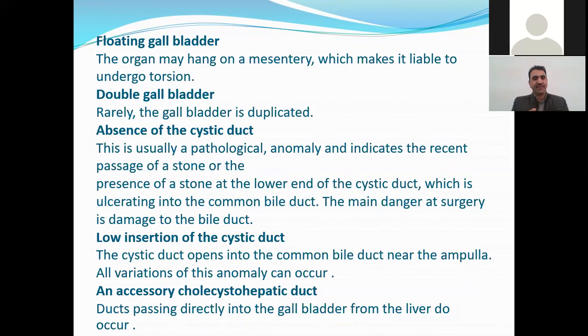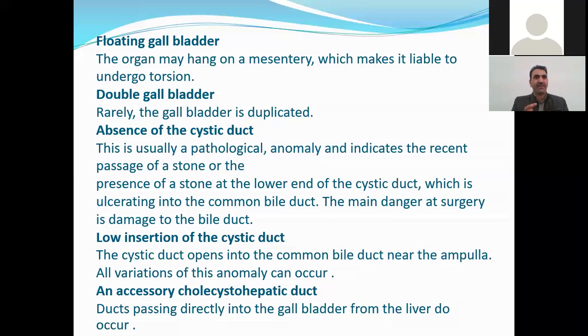Anomaly of the cystic duct, which is absence of the cystic duct. قلنا duct of the gallbladder هي cystic duct اللي طولها up to 3 cm, okay, may be absent. This is usually a pathological anomaly and indicates the recent passage of a stone or the presence of a stone at the lower end of the cystic duct, which is ulcerating into the common bile duct. The main danger at surgery is damage to the bile duct within this environment.